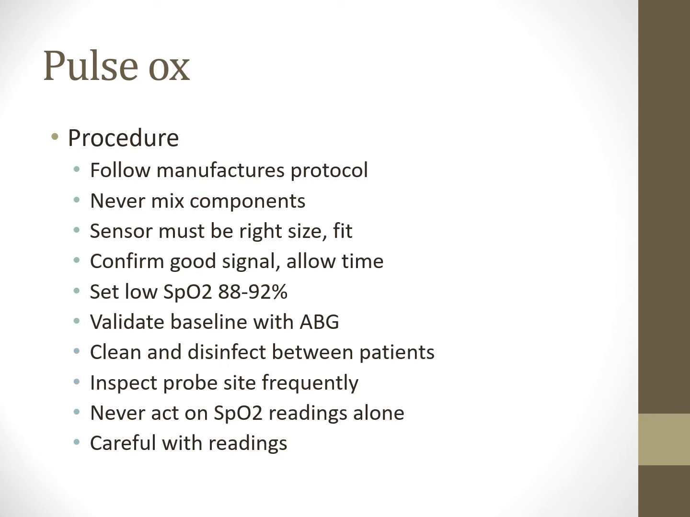Validate the baseline with an ABG. In other words, correlate it. If they're not correlated, if they're not within 3 to 5%, why? Is the patient on pressors? Is there clotting? Is there a bunch of issues with arteriosclerosis? Is there something that's causing that decreased accuracy? Something for you to look at.